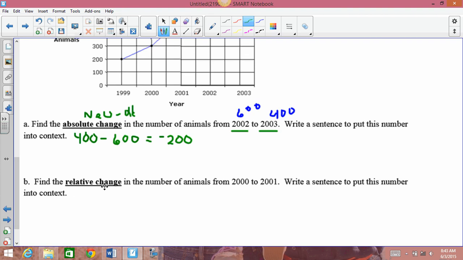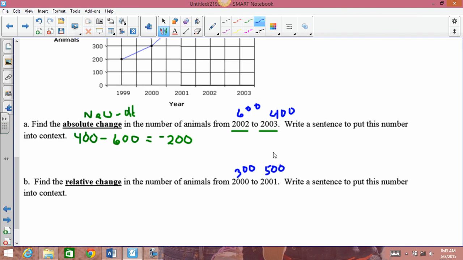Okay. Relative change, if you recall from our previous unit, is just that percentage. We'll do new minus old divided by our old. But notice here I am looking at two different years. So instead of 2002 and 2003, I'm looking at now 2000. And in 2000, from the graph, you can see that there were 300 animals at that time. And in 2001, it had gone up to 500 animals. Let's find this relative change.